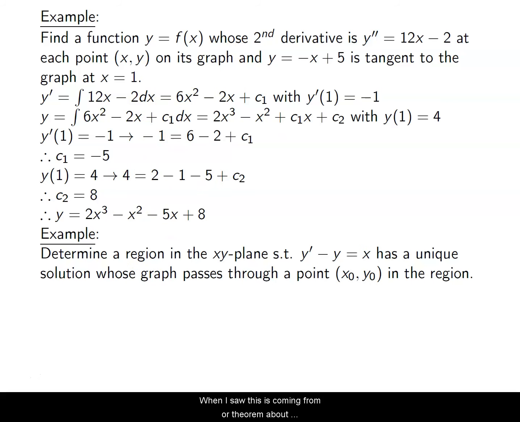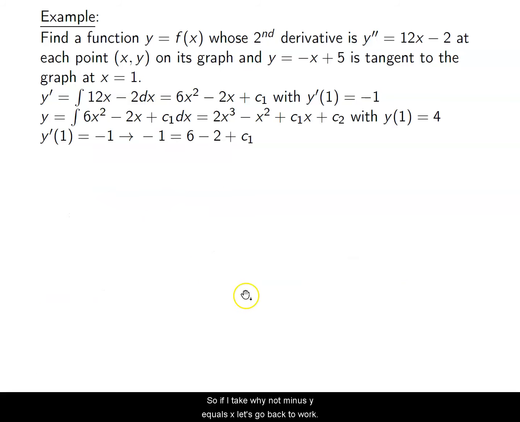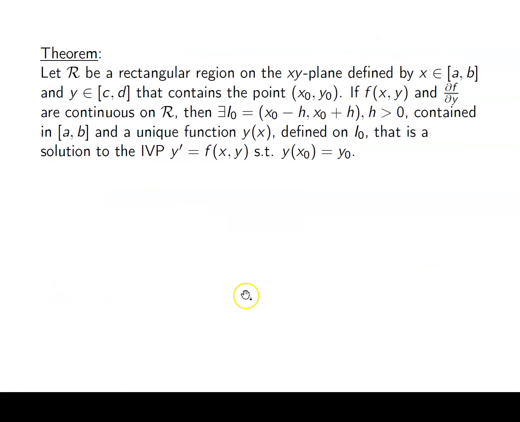This is coming from our theorem about existence and uniqueness. We want to determine a region in the xy plane such that this differential equation has a unique solution whose graph passes through a point x0, y0 in the region. So if I take y0 minus y equals x, let's go back to our theorem that we had way back here.